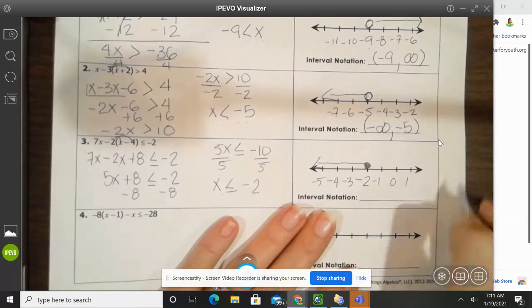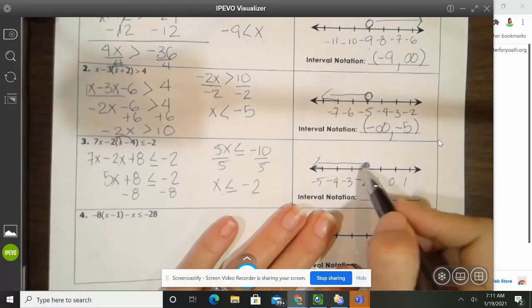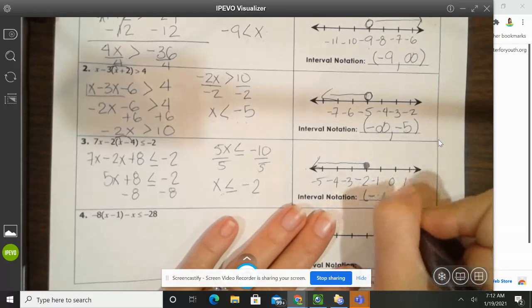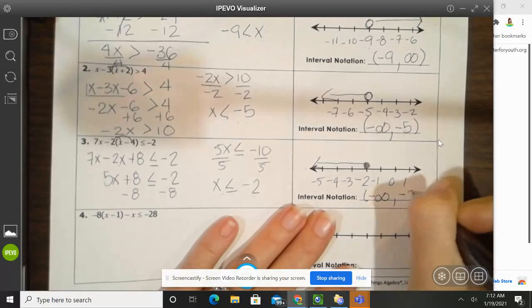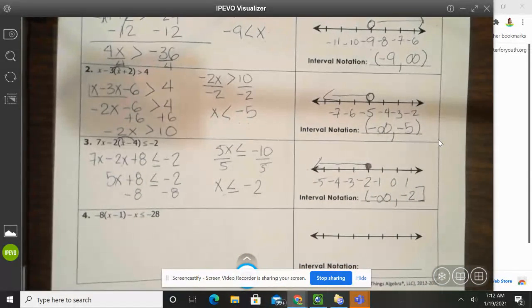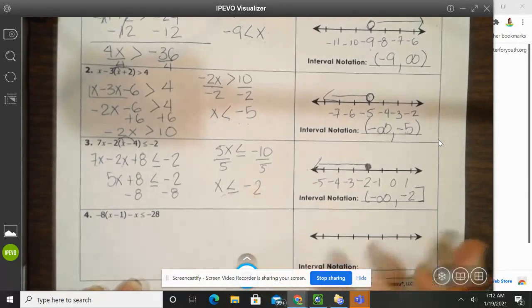And then the way we write this, well, negative 2 is included. And again, it's to the left. So we're going to use negative infinity. And then negative 2 will be included. So it looks like that. Okay, it's only included because it's equal. It's also equal to.